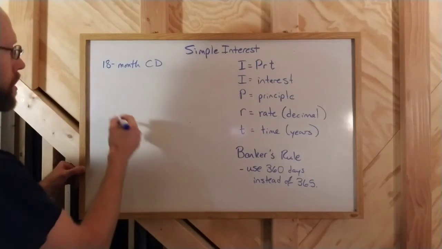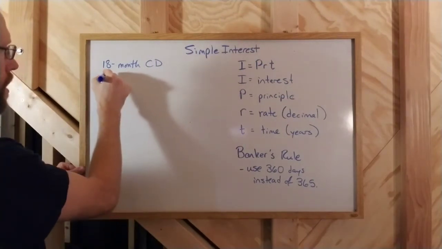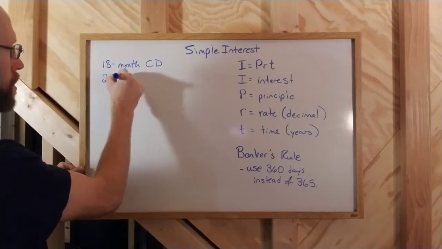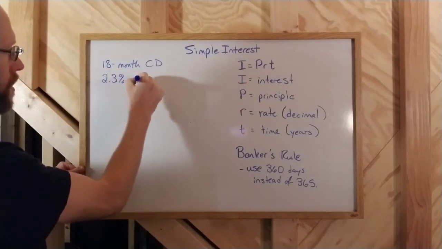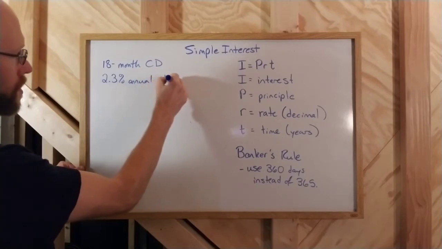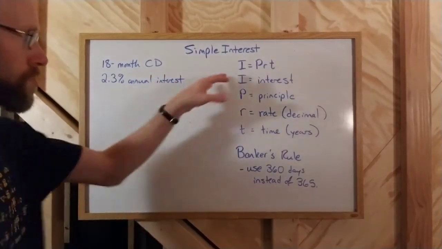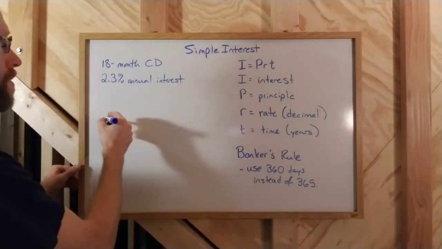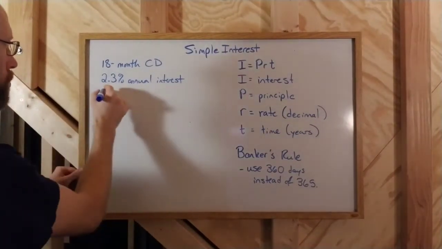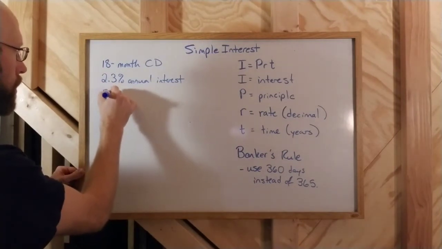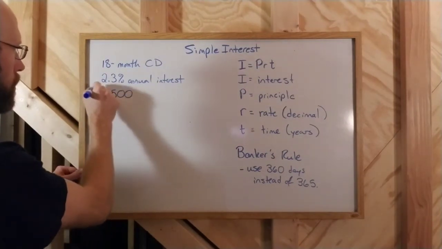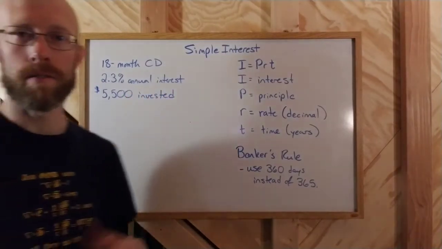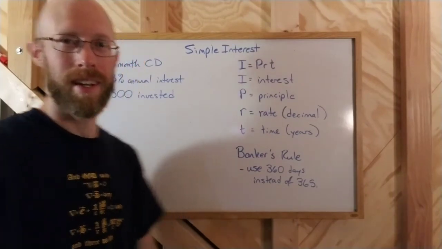And let's say you had, I don't know, I'm making something up here, a 2.3% annual interest. Okay, and we're going to use the simple interest formula for this. And you wanted to put in, let's go $5,500. Okay, so I just need to fill in all the blanks basically, right?